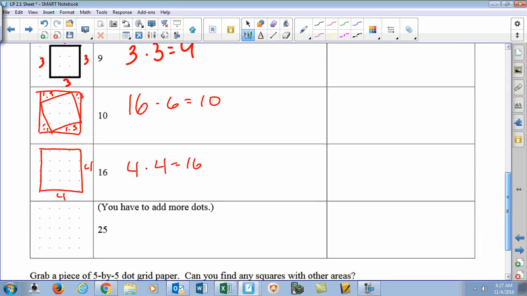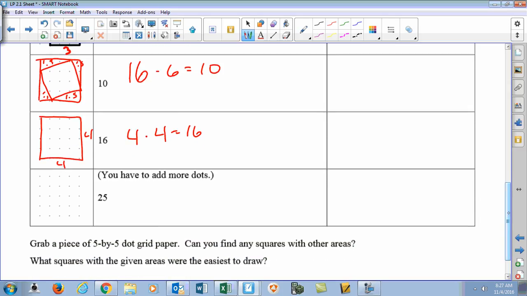Now our last question says 25. You have to add more dots. Why do we have to add more dots to an area of 25? Blake? 5 times 5. Right. 5 times 5 is 25. So if I go across starting here, I only got 4 dots. So let's say if we just go over the line and make our square, we can make it a little bit bigger. So we have a 5 by 5 square because we know that 5 times 5 is 25. So we had to add more dots because we didn't have enough surface area to draw our figure, right?